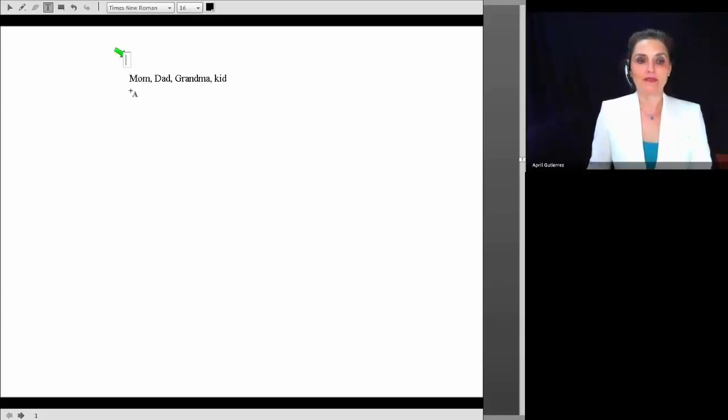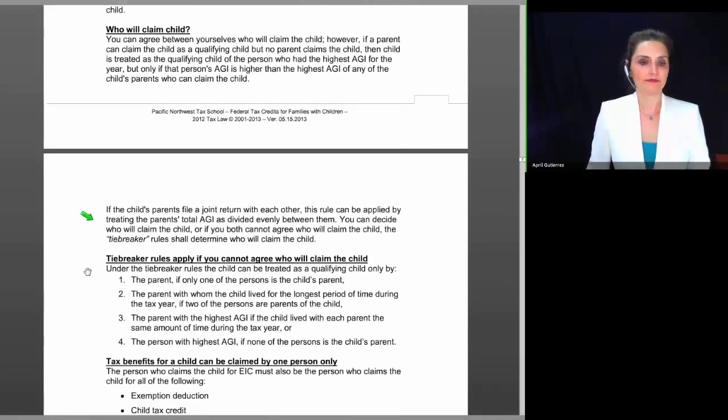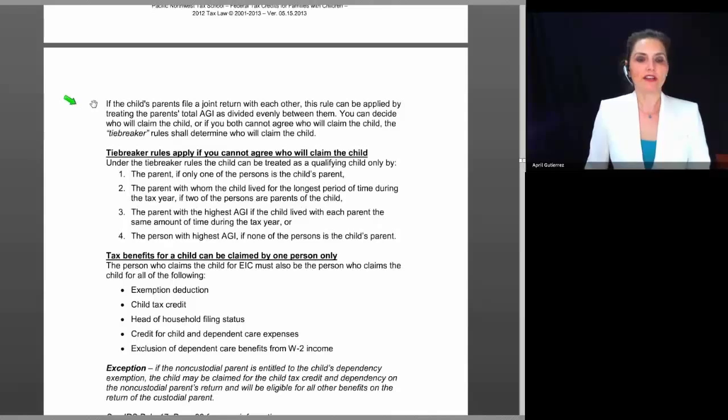But even so, whether they're married or not, grandma can only claim the credit if her income is higher than both mom and dad. So if the child's parents file a joint return with each other, this rule can be applied by treating the parents' total AGI as divided evenly between them. You can decide who will claim the child, or if both of you cannot agree who will claim the child, the tiebreaker rules shall determine who can claim the child.